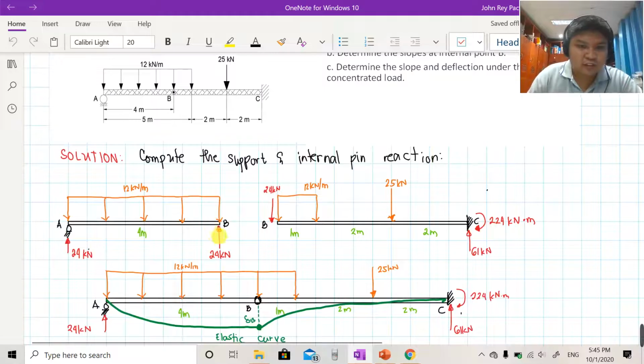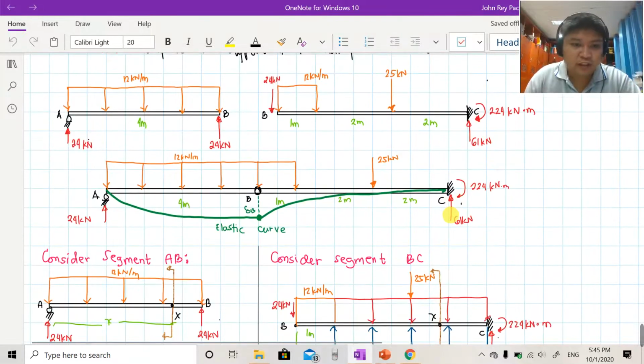Yung reaction ko class dito ay 24 kN sa B and dito sa point A 24 kN din siya. Sa C meron siyang vertical reaction na 61 kN and moment reaction na 224 kN. Okay? Ngayon, ang next class is in-sketch ko yung elastic curve for reference. Di ba, ganito yung magiging itsura ng elastic curve natin. Ang gagawin nyo, class, is i-consider nyo yung dalawang segments, di ba? Ano yon? Yung AB at the same time yung BC.